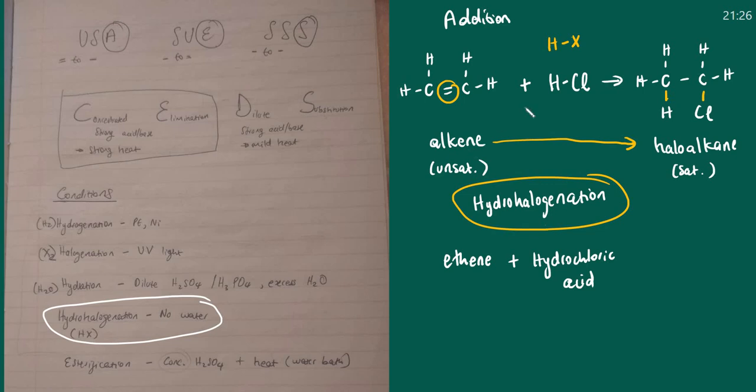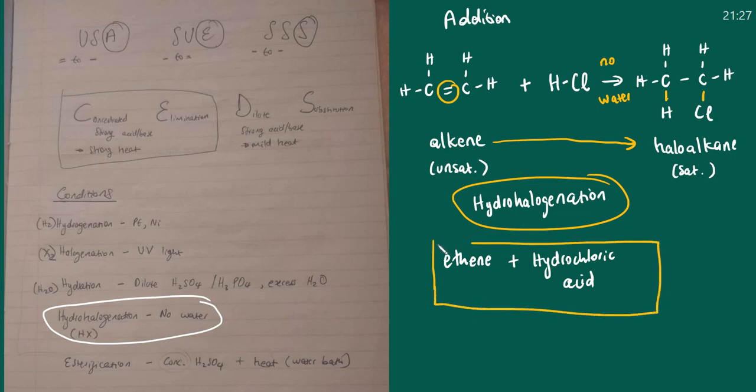The condition is that there must be no water, because if you have water, that reaction won't take place. You must have no water for that hydrohalogenation to occur. Why must you not have water? Can someone tell me, why do you think we must not have water there? Here you are, it's a container, ethene and hydrochloric acid, and then there's water inside.